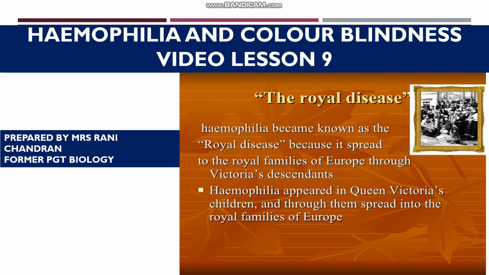In today's video lesson, you will be learning two other genetic disorders, namely hemophilia and color blindness. These two diseases are sex-linked recessive disorders. Now, you will learn later why these diseases are known as sex-linked recessive disorders. So this hemophilia, also known as royal disease, because the disease appeared in Queen Victoria's children and through them spread into royal families of Europe. That is why this disorder is known as royal disease.